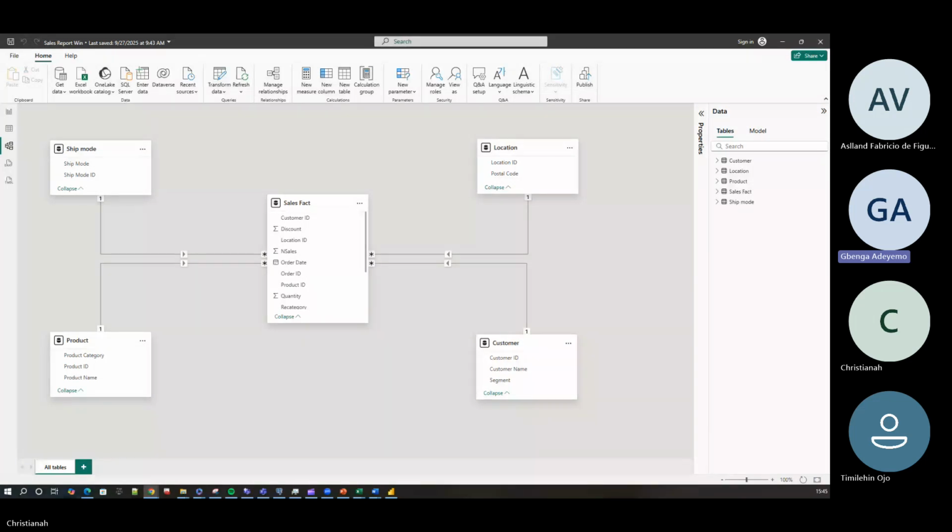Now, what do we mean by conformed dimension? It is a dimension that can connect to the fact table, or all the fact tables, we have in our data model. So let's say, for example, we have two fact tables. Maybe we have an inventory table and we have a sales table. What is the inventory table for? It shows all the goods that we are buying, that we are bringing to the warehouse, right? All the different products that are coming to the warehouse. The inventory table will be recording that.